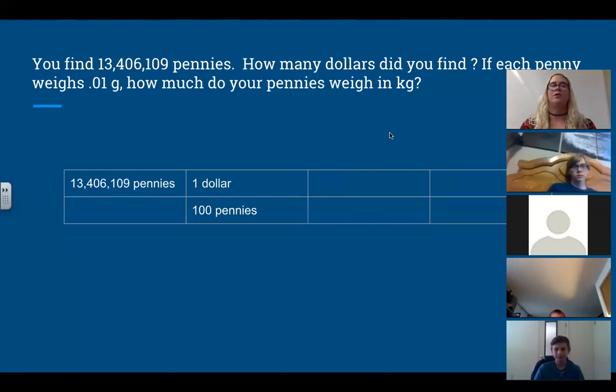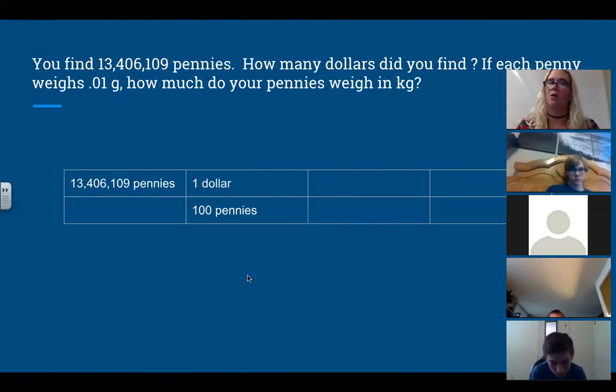So this question says, you find a lot of pennies. How many dollars did you find? If each penny weighs 0.01 grams, how much do your pennies weigh in kilograms? So I'm going to give you guys probably about 2 minutes right now. I want you to either work on solving this or continuing to set up for how much those pennies will weigh.